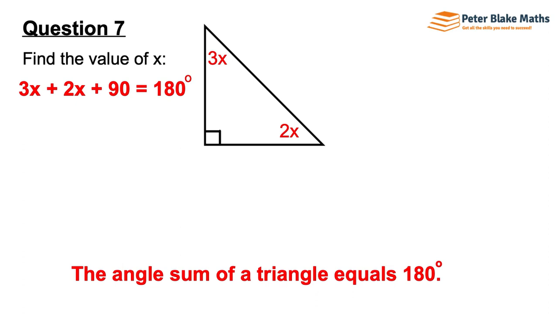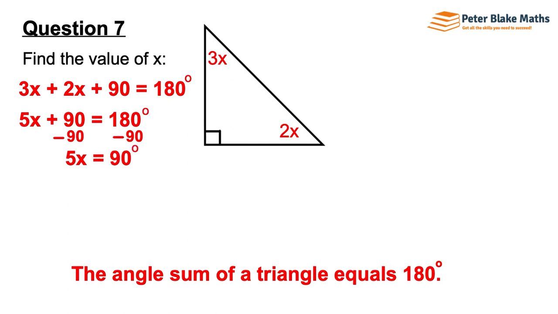Now let's just simplify that. We can collect like terms there. We've got a 3x and a 2x that can talk to each other and combine. 3x plus 2x should make 5x plus 90 equals 180. We're going to minus 90 both sides to start getting x on its own. And we'll be left on the left hand side with 5x. And on the right hand side 180 minus 90 will leave us with 90.